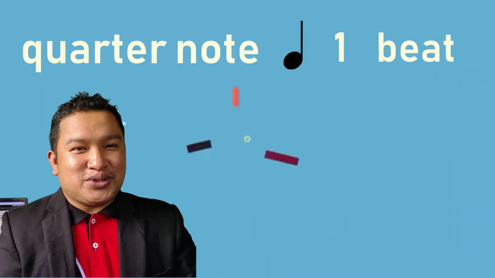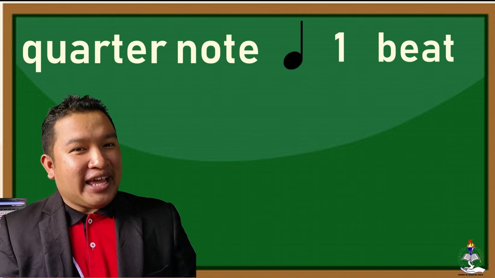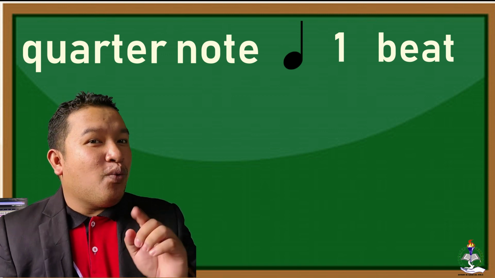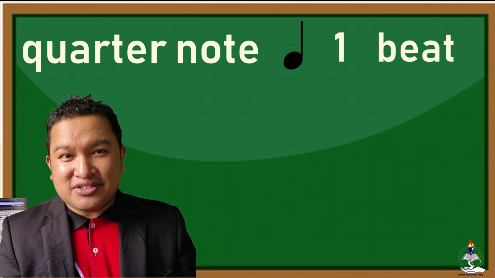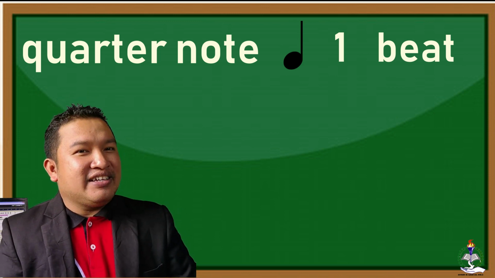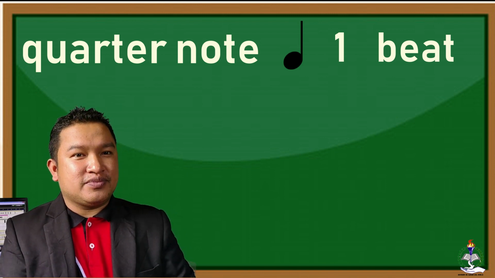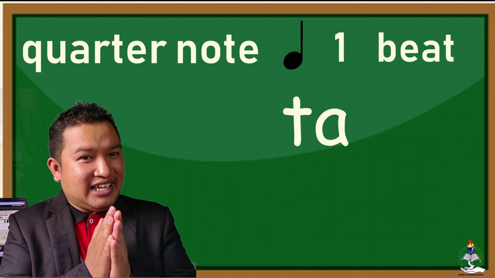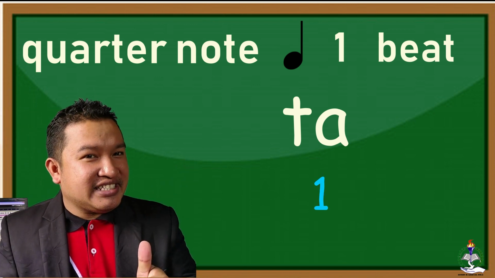For the quarter note who happens to have 1 beat, you will clap your hands or stamp your feet once and say the syllable ta, or simply count 1. Watch as I do it. Ta, 1. Did you understand?